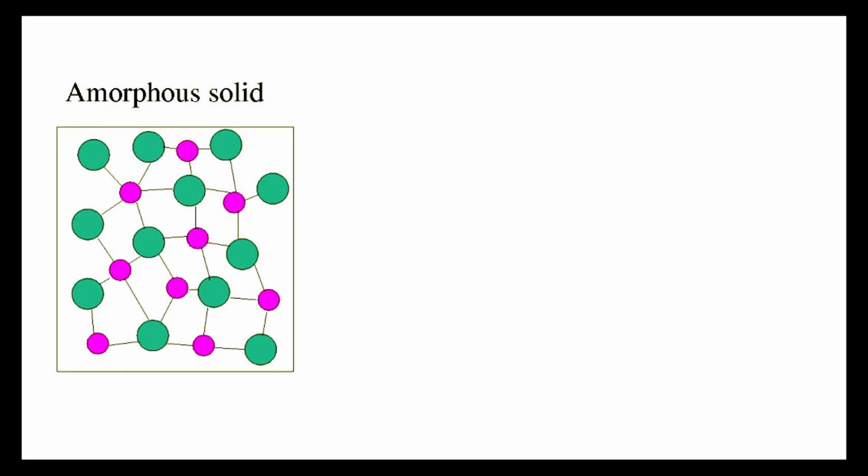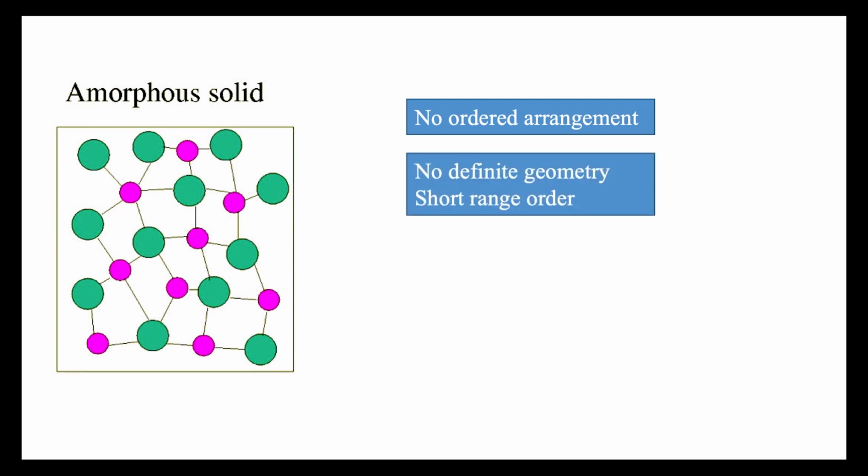On the other hand, amorphous solids do not have a complete orderly three-dimensional arrangement of their structural units and hence no definite geometry. But they may have some ordered arrangement, existing only over short distances. So, we say that amorphous solids have short range order.